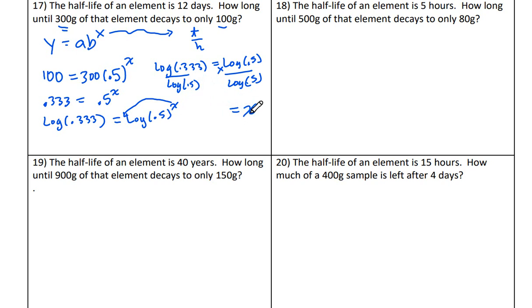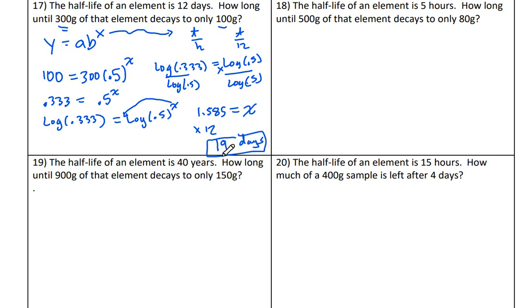And that gives me, we'll find out, 1.585. Now, that's the number of half-lives. So if I come back up here, I know that my time is over the half-life of 12, so I need to multiply this by 12. And that gives me 19 days as the time unit.